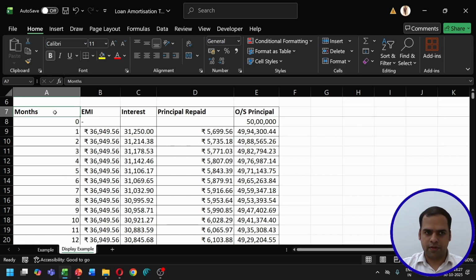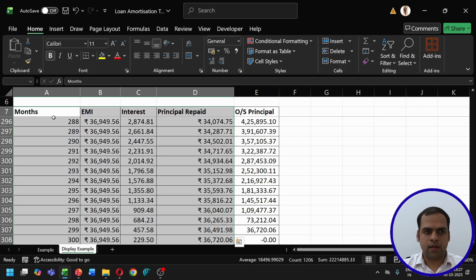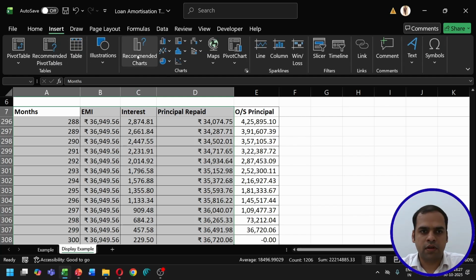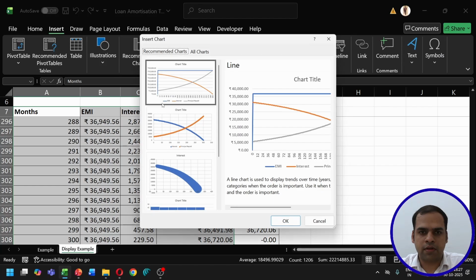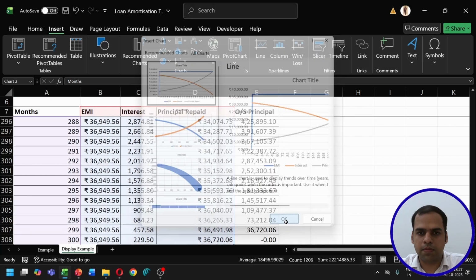So now we can visualize this as a table as well, or make a graph out of it. So what we will do is use this month's EMI, interest and principal repaid values, go to insert, recommended chart, and choose the basic line chart, and we can make it a little smaller.